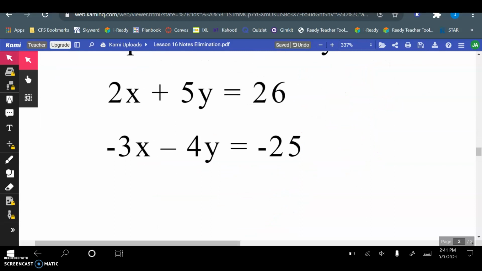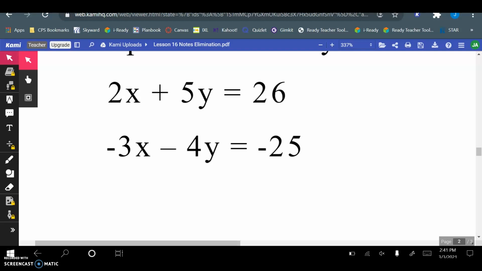Example 4, they don't match up. I have a 2 and a 3 for x and 5 and 4 for y. So I have to figure out what 2 and 3 go into. So they go into 6. 5 and 4 would go into 20.